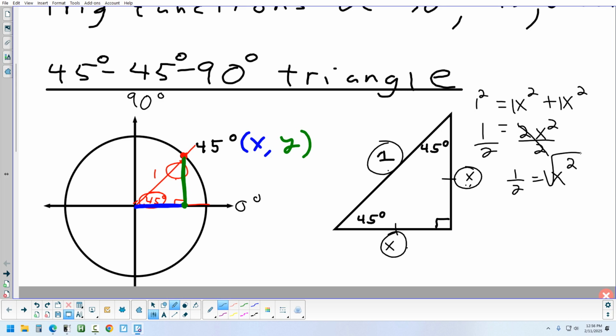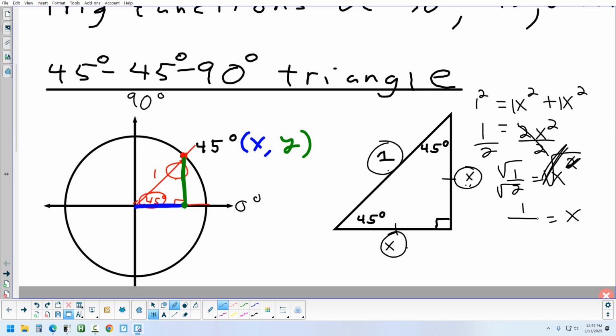When you square root a fraction, you do the top and you do the bottom separately. Take the square root of each part of the fraction. Squaring and square rooting, what happens there? Cancel. So the only thing left on the right side is x. Now let's take the square root here. What's the square root of 1? It would just be 1. And does the square root of 2 come out nice?